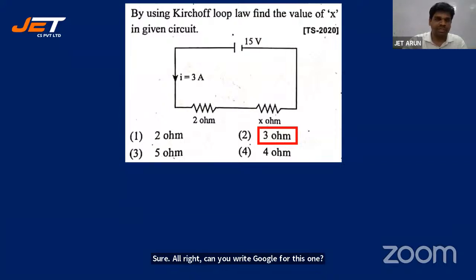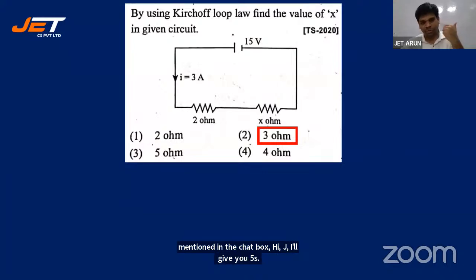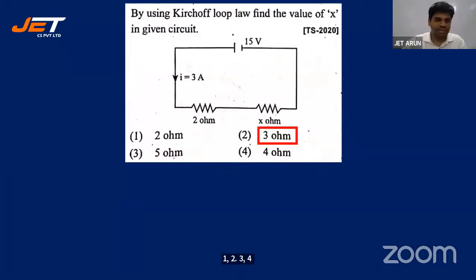Write the loop law equation quickly and mention it in the chat box, students. I'll give you 5 seconds. One, 2, 3, 4, and 5. I'm getting some answers for the loop law. The convention you're taking is lower to higher is plus: 15 minus 2 into 3 minus 3 into x.